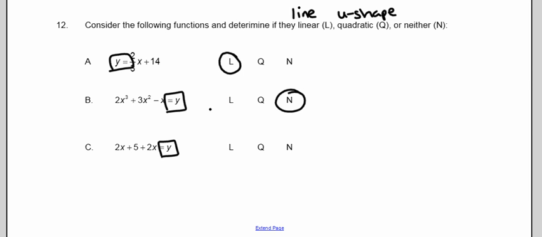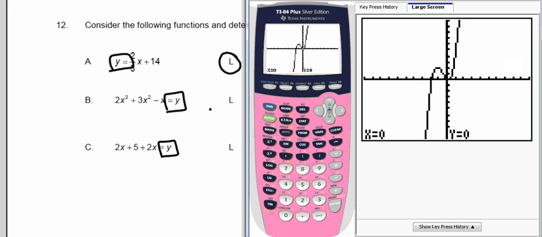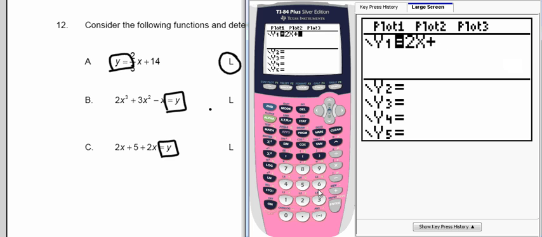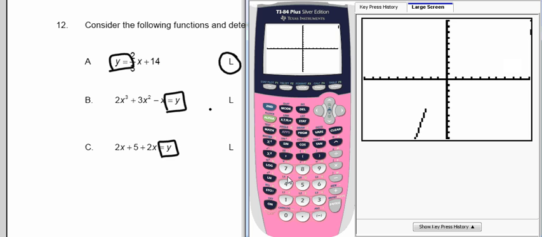All right, finally the last one. We have y equals 2x plus 5 plus 2x. All right, let's graph it and see what we have. That looks like a line, so that must be linear.